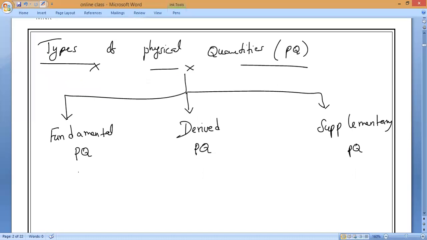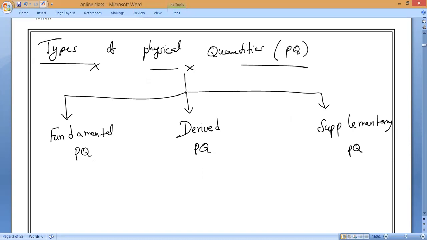You might have seen in class 8 and class 9, if you ask me, I will say 4 are the fundamental physical quantities. But by this time I add a statement: when you go to class 11, the number 4 becomes 7. So totally we have only 7 fundamental quantities.